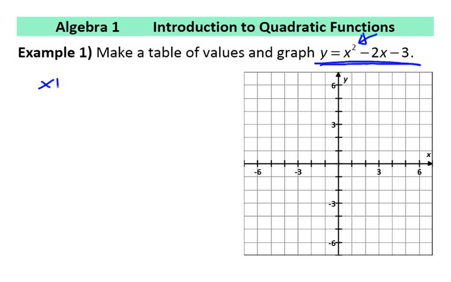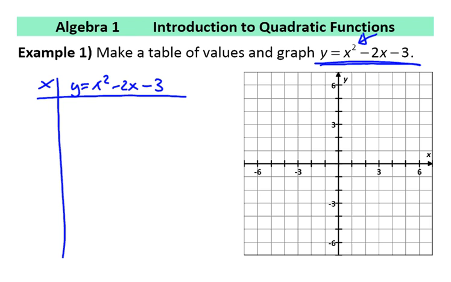So x, y is going to be equal to x squared minus 2x minus 3. And I'm going to start plugging in points. So I'll start with the easiest, which is 0. So we get that y is going to be 0 minus 2 times 0 minus 3. So that's negative 3. So that gives me the point 0, negative 3.